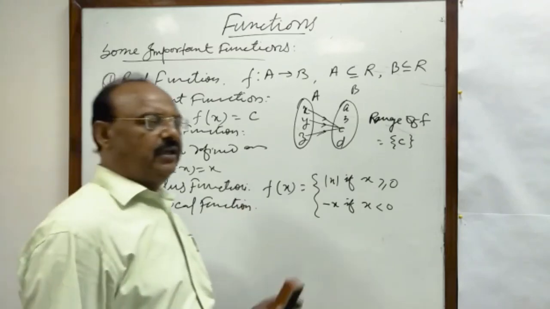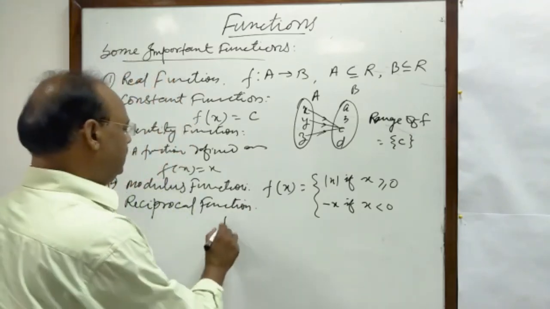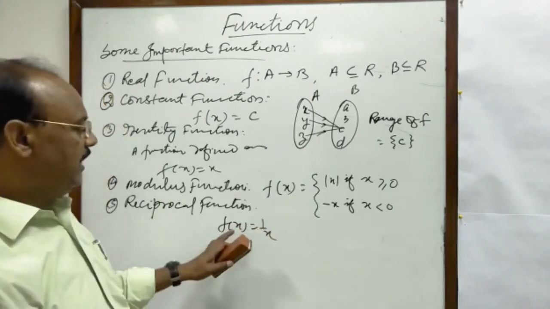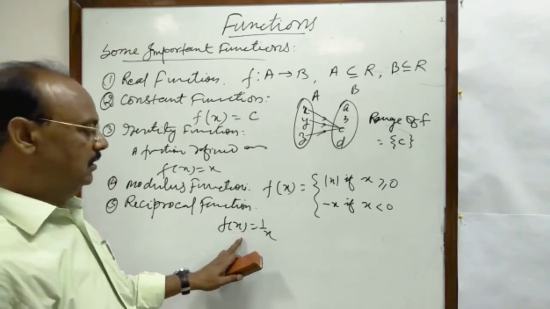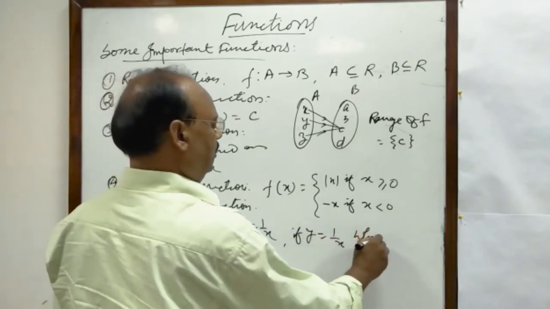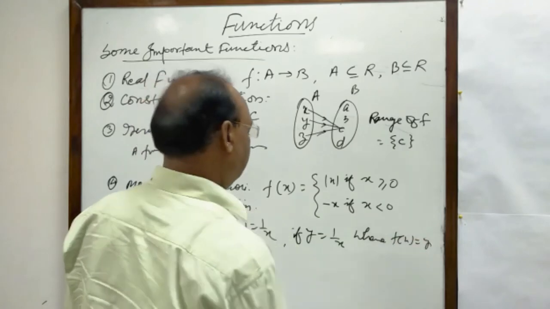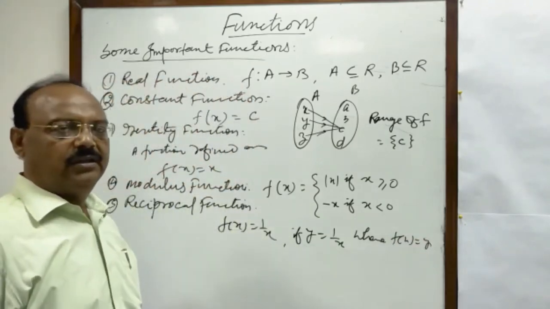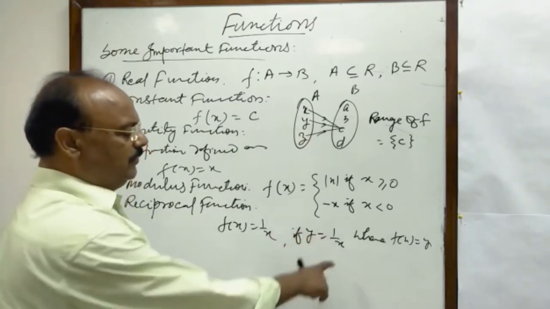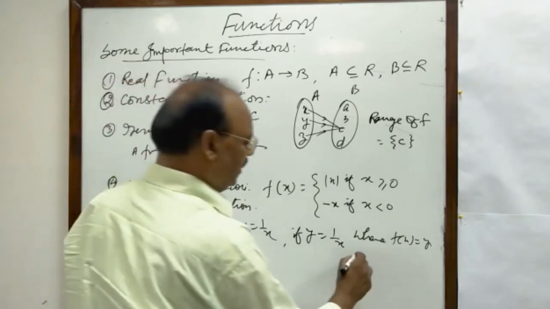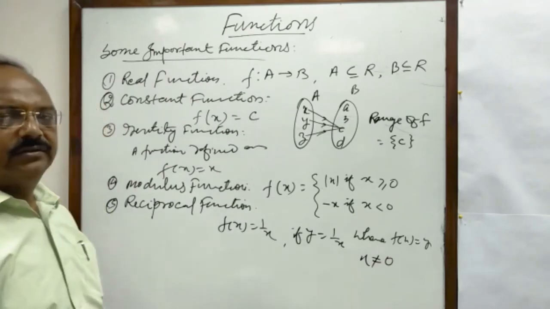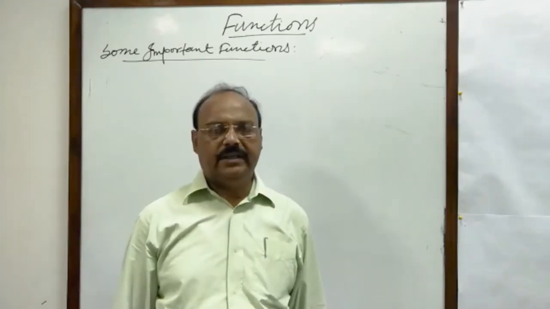Reciprocal function. So here a function f, if it is defined as f(x) is equal to 1 by x, or sometimes we write f(x) is equal to y. So if y is equal to 1 by x, where f(x) is equal to y, then this function is called a reciprocal function, but we should keep it in mind that the denominator cannot be equal to 0. So here x is not equal to 0. Then this function is known as a reciprocal function. Next function is signum function.